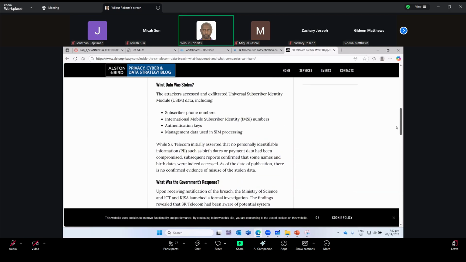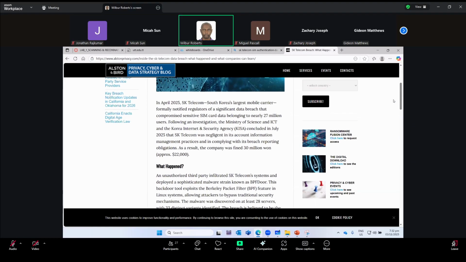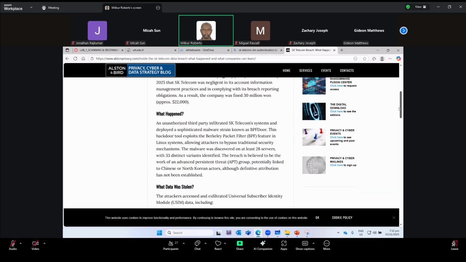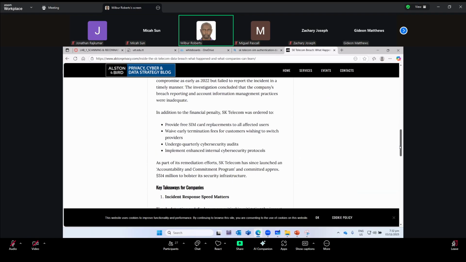So what I want to know from this is: how does this impact the security triangle? Good. So everybody could bring up this SK Telecom breach on their screen.